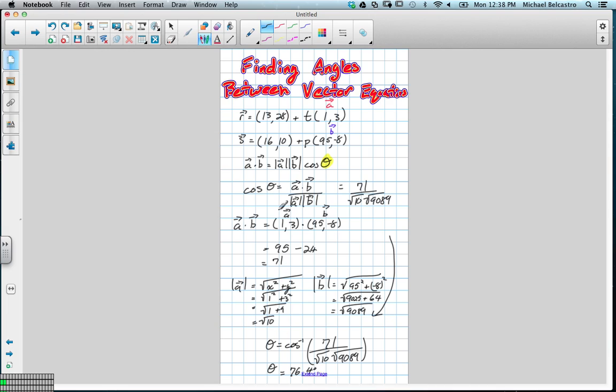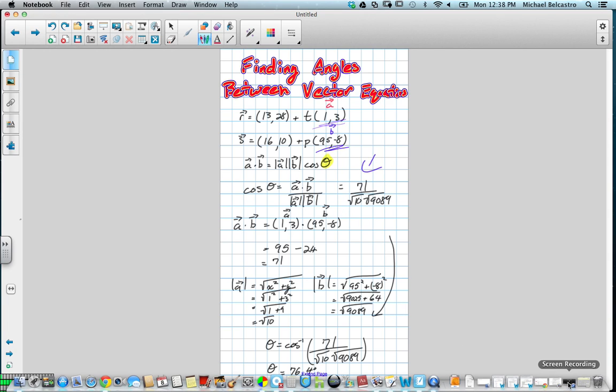Very similar to what we've done before. We just had to take out the important piece of information, which is essentially the two directional vectors. Make sure we know what is important. And we've done this process a few times, finding angles between two vectors.